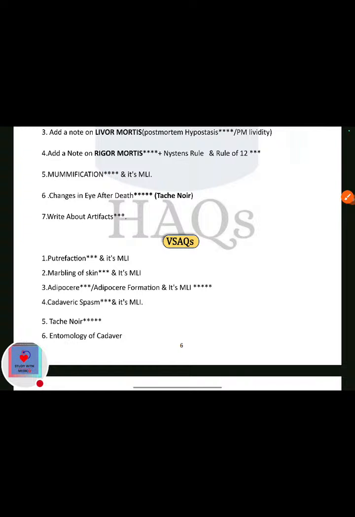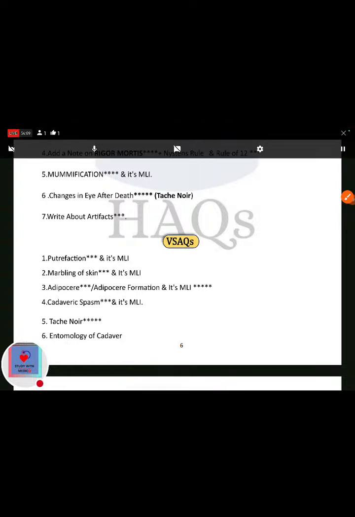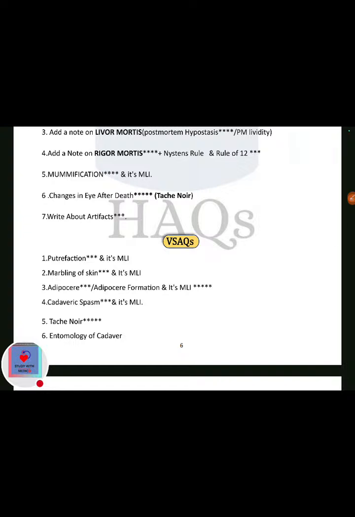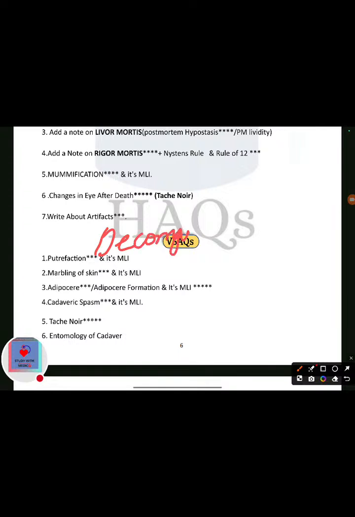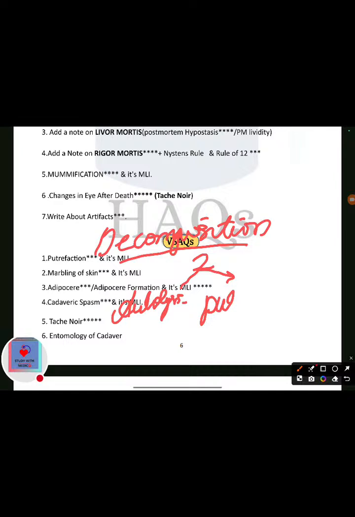Okay, so this is about rigor mortis. Moving further, what is decomposition? Decomposition is the disintegration of the body. Decomposition of the body takes place by two methods. What are the two methods? One is autolysis, which is the digestion of tissues by enzymes. Another is putrefaction by bacterial action.